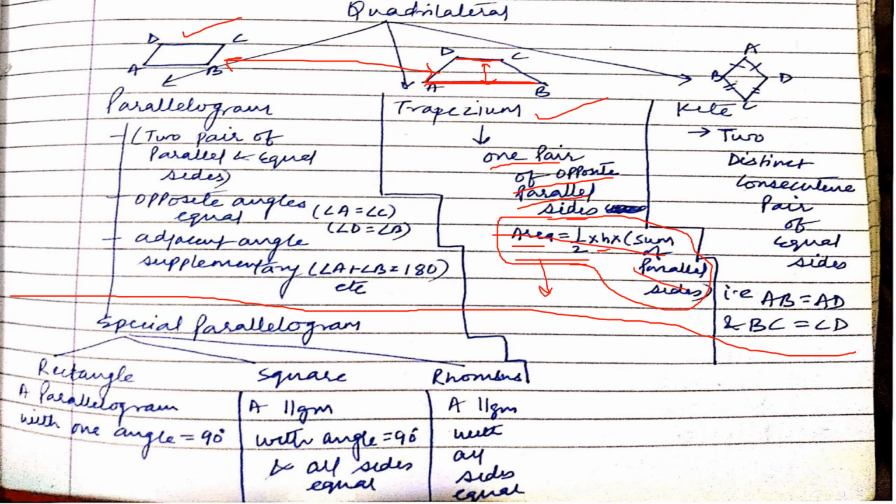So, the third thing is the kite. Again, you can observe here we have four sides, here we have four sides, here we have four sides, but they all have different properties. That is why I made three types of quadrilateral.